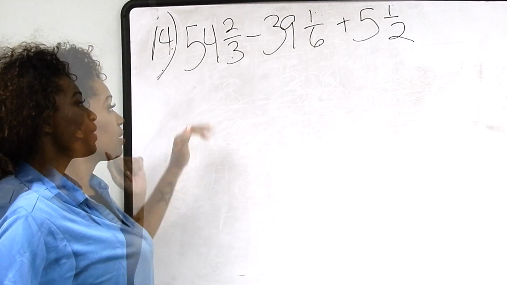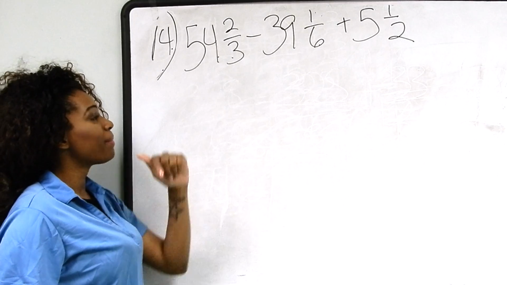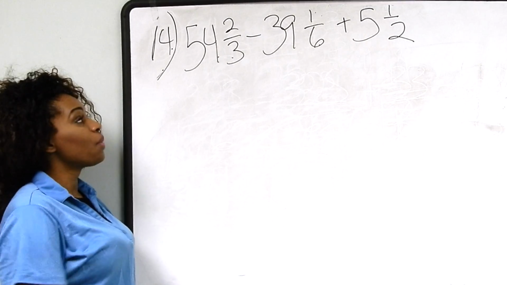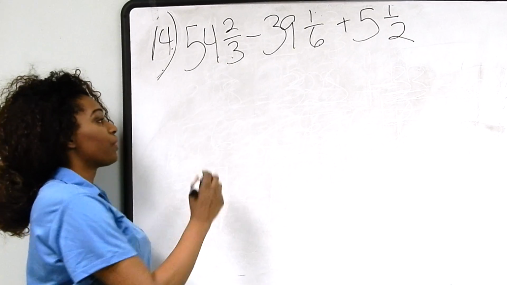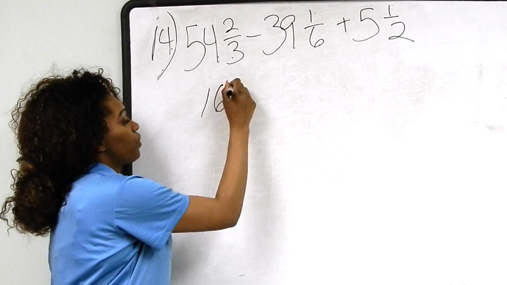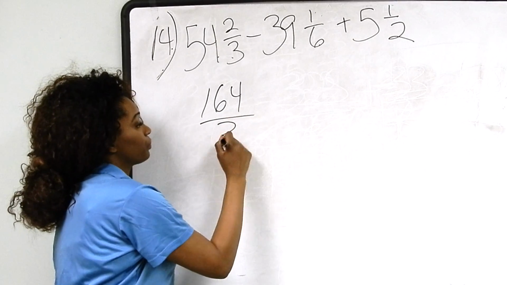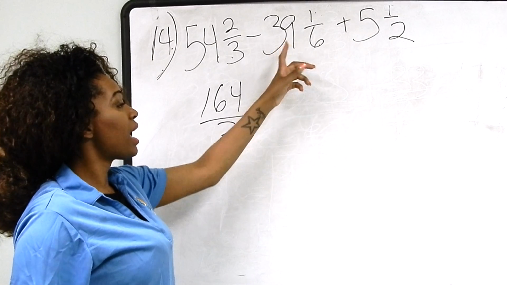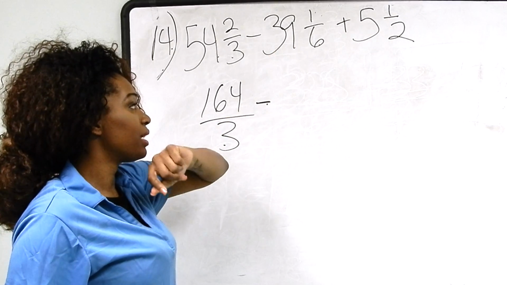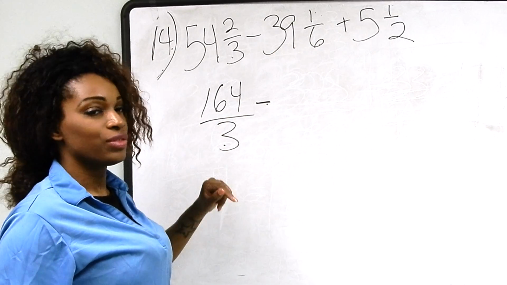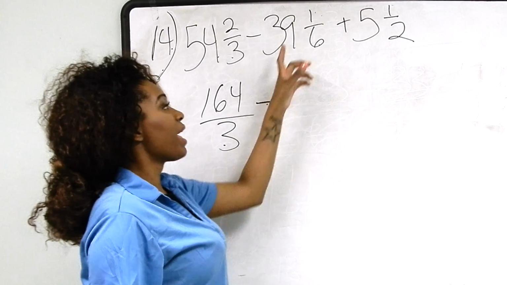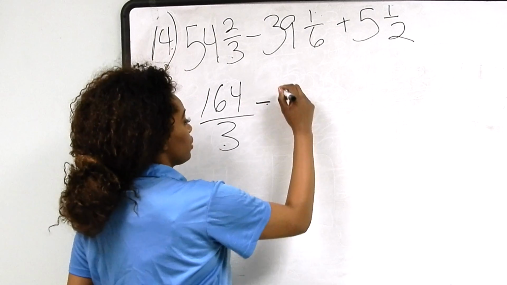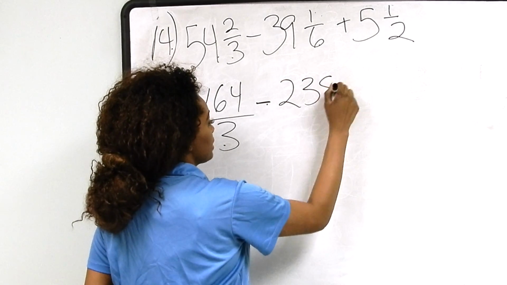In order to do this, we're going to take our whole number, 54, multiply it by 3, and that will give us 162. 162 plus 2 is 164. So we're going to have 164 over 3. Minus 39 times 6 in the denominator is 234. We're going to add to it the 1 in the numerator, and that's going to give us 235 over 6.